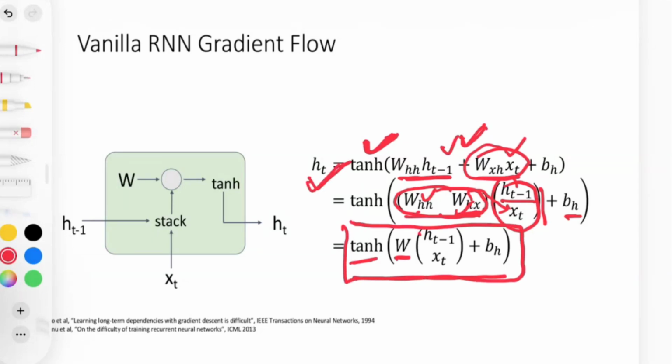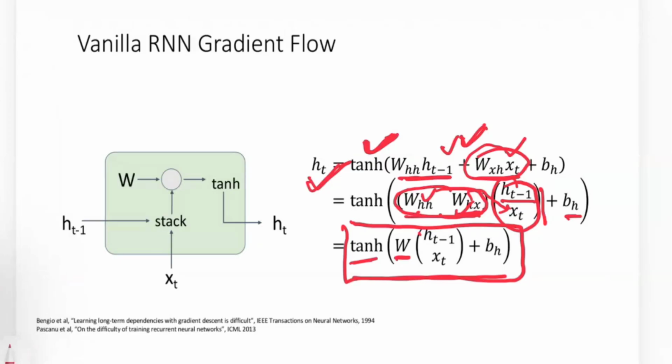Okay, so now let's draw it. Just see the visual, the pictorial representation. We have this type of visual representation. So we have W.